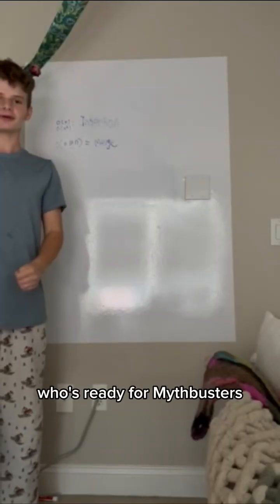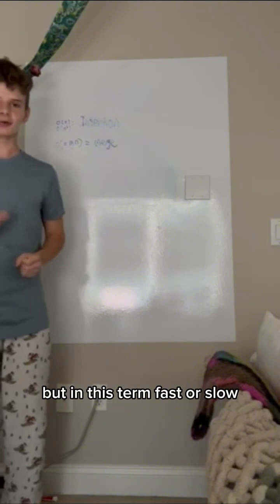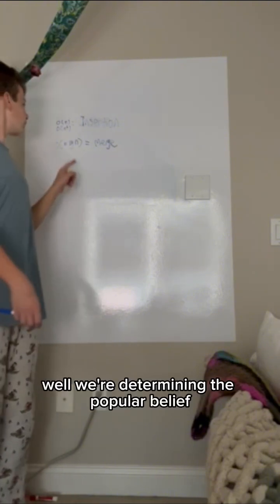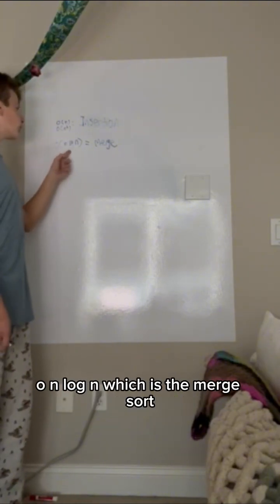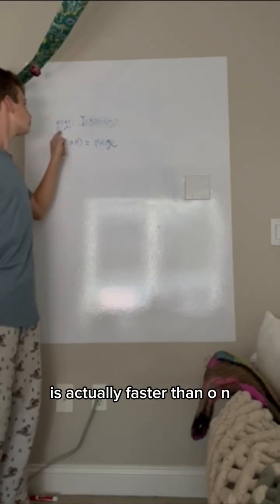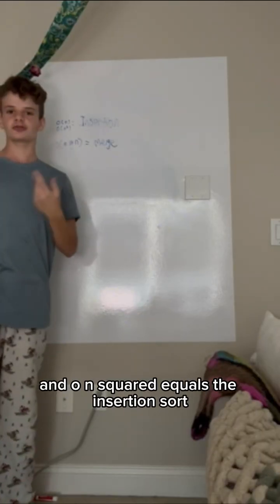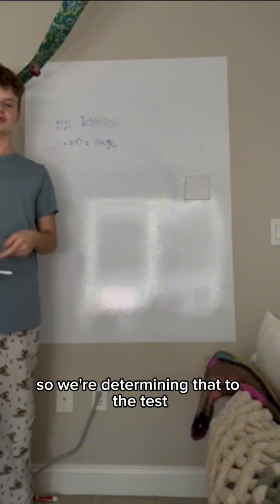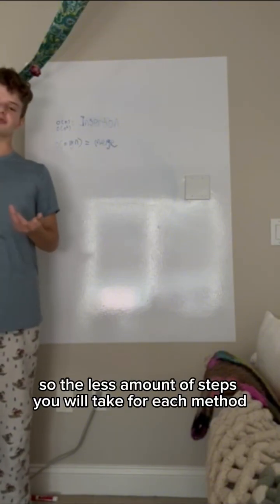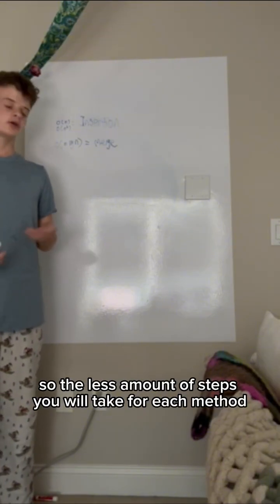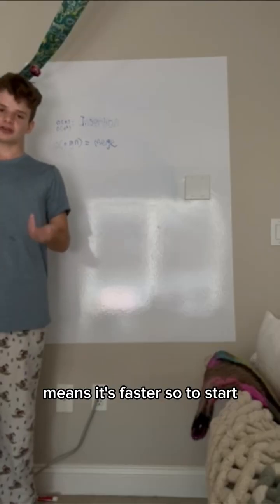Who's ready for Mythbusters? But in this term, fast or slow? Well, we're determining whether the popular belief that O(n log n), which is the merge sort, is actually faster than O(n) and O(n squared), which is the insertion sort. So we're putting that to the test. The fewer steps you take for each method, the faster it is.